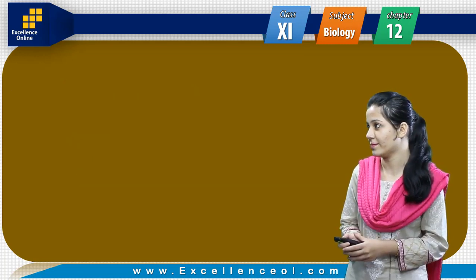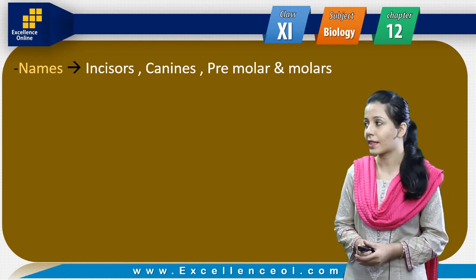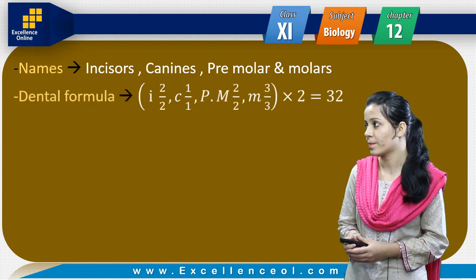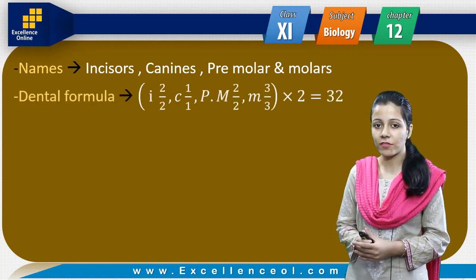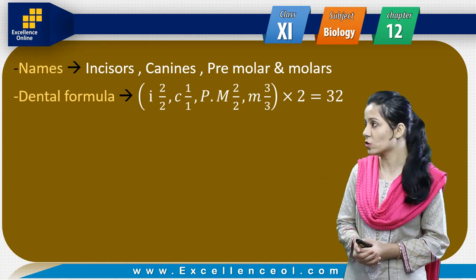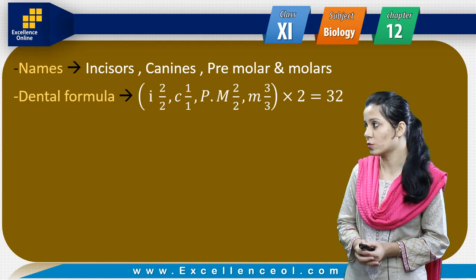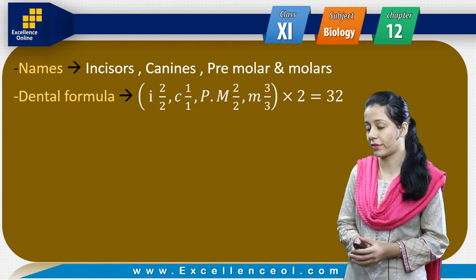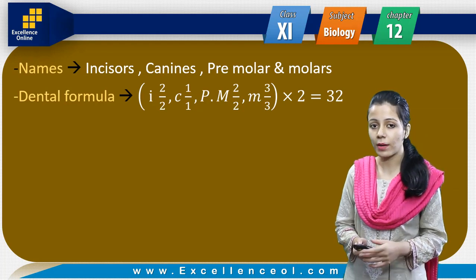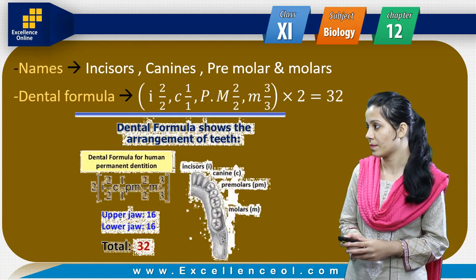So this is a diagram. Then there are different types of teeth like incisors, canines, premolars, and molars. This is the dental formula of our teeth. Incisors 2 by 2, canine 1 by 1, premolars is 2 by 2, and molars is 3 by 3. This formula will multiply by 2 and the total number of teeth will be 32. This is the dental formula.